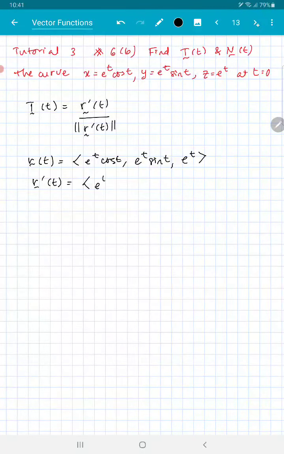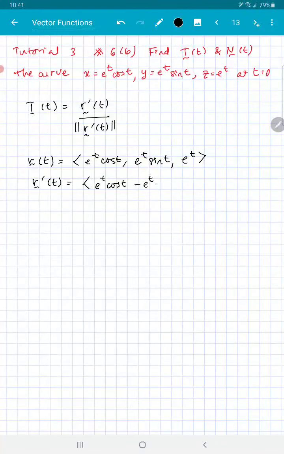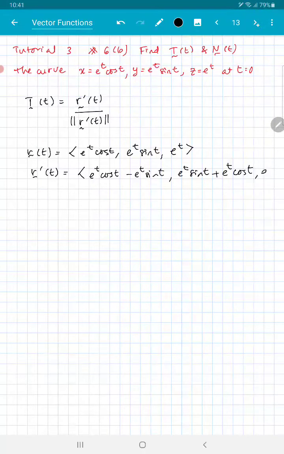So that's e^t cos t plus e^t times the derivative of cos t, which is negative sin t, so we have minus sin t. For the y component, again we use the product rule, so we have e^t sin t plus e^t cos t, since we differentiate sine to get cos t. For the z component, differentiating e^t gives e^t again.